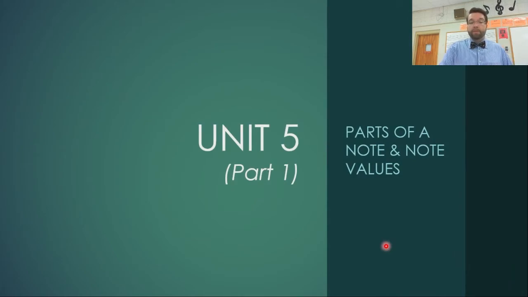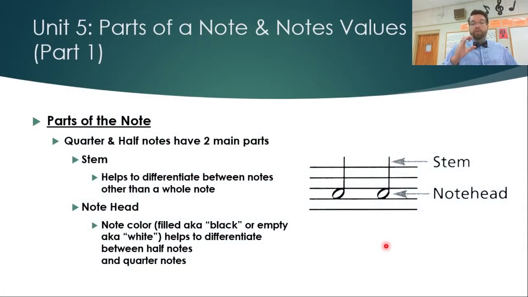Okay, now we're going to get into the first part of Unit 5, which is the parts of a note and note values, because in music different notes represent different lengths of time with which to hold a pitch. So for quarter and half notes, which we'll introduce in just a second, all notes have these two main parts. They either have just a note head, which is right here. It's indicated by this little symbol here. Note head is just that little round part of the note. That's a note head. Some notes can be just a note head.